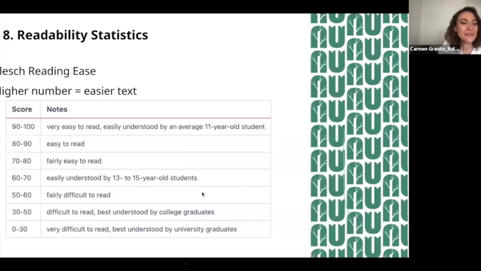So the Flesch reading ease is just a measure of how difficult or easy a text is to read. In this case, it's a number from 0 to 100, and the higher the number, the easier the text. So if a text scores from 0 to 30, it's very difficult to read, and it's something for university graduates, for example. If it's higher, then it becomes easier for a wider audience.